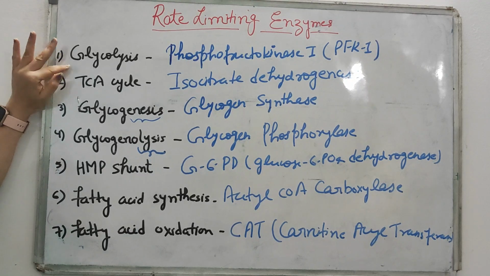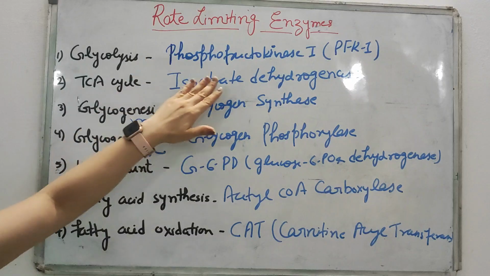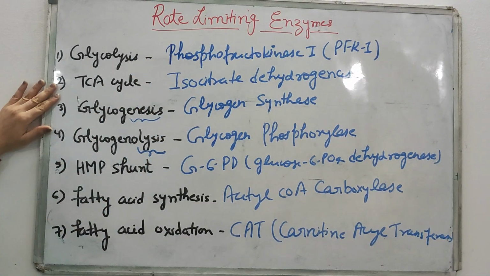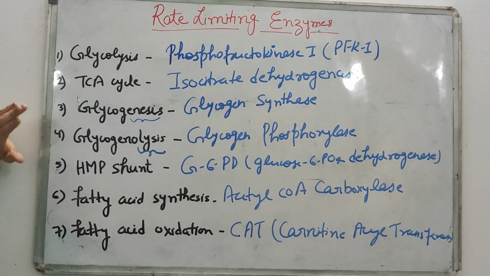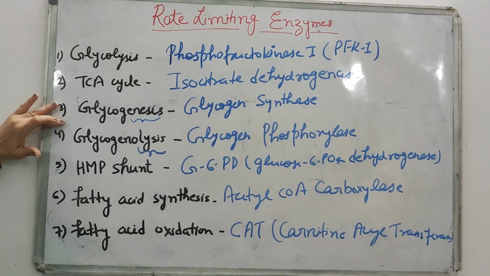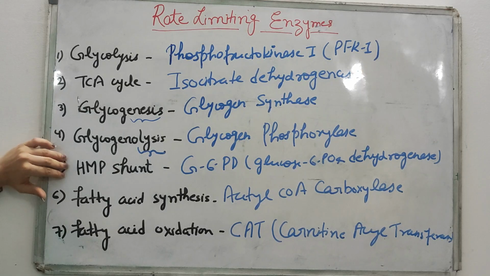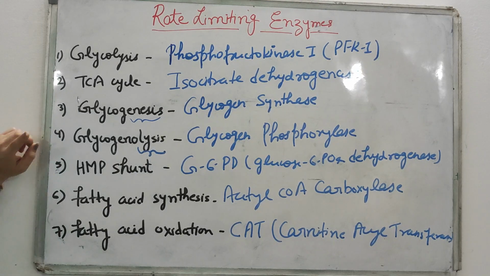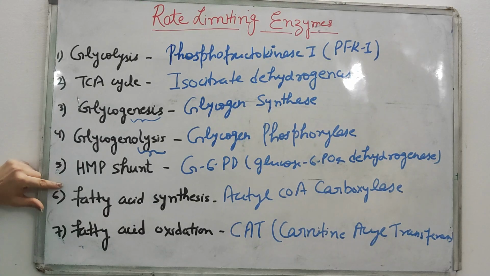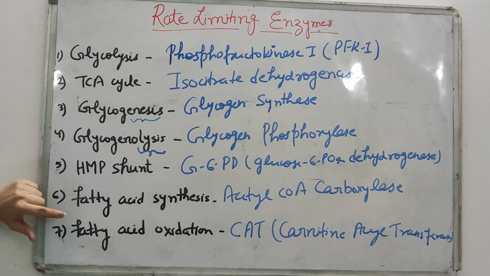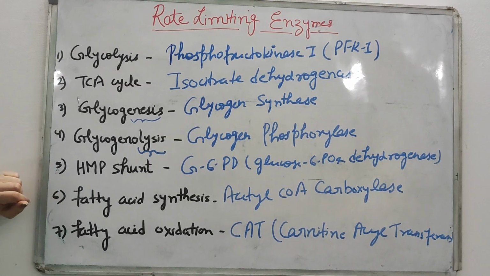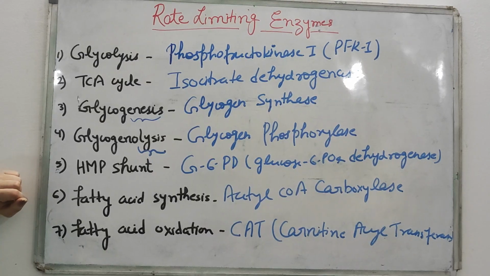So once again, what are the rate limiting enzymes? Glycolysis: phosphofructokinase 1. TCA cycle: isocitrate dehydrogenase. Glycogenesis, that is synthesis of glycogen: glycogen synthase. Glycogenolysis: glycogen phosphorylase. HMP shunt: G6PD, glucose 6-phosphate dehydrogenase. Fatty acid synthesis: acetyl-CoA carboxylase. And fatty acid oxidation, or beta oxidation: CAT, carnitine acyl transferase.